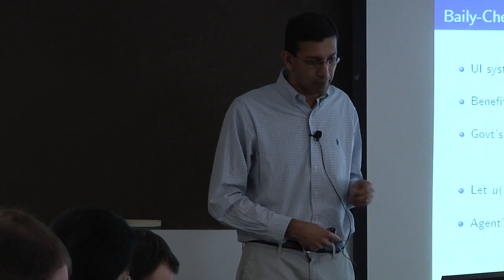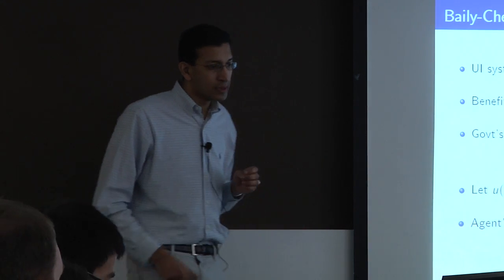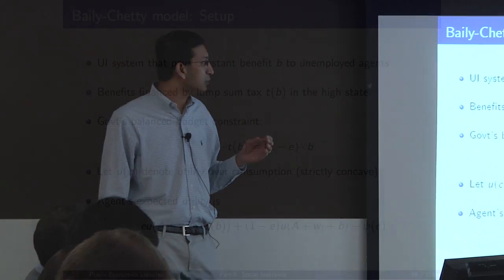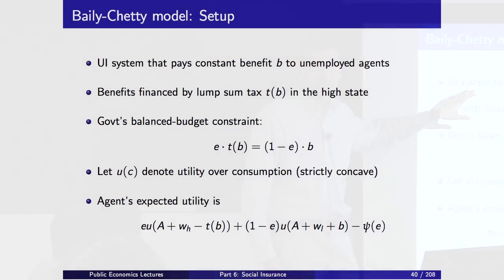So we're going to talk about optimal social insurance today. And let me just remind you where we left off in the last lecture with the setup of this model that we're going to discuss today. So we're considering an environment where we have an unemployment insurance system that pays a constant benefit B to agents when they're unemployed. And those benefits are financed by a lump sum tax T of B in the state where you're employed.